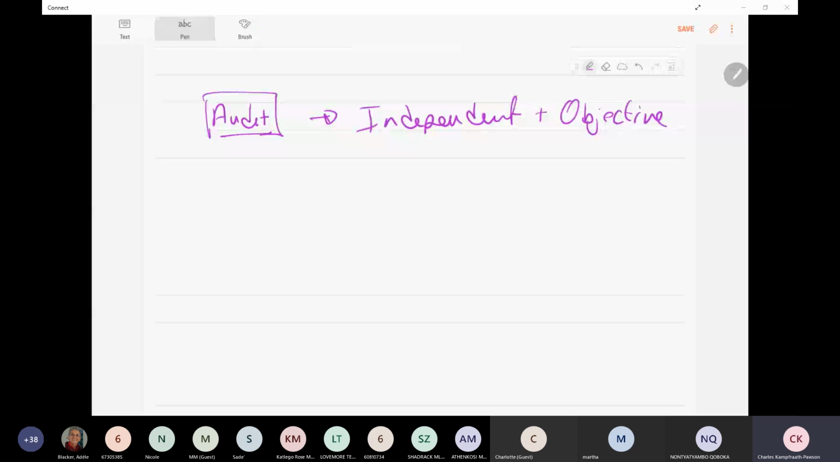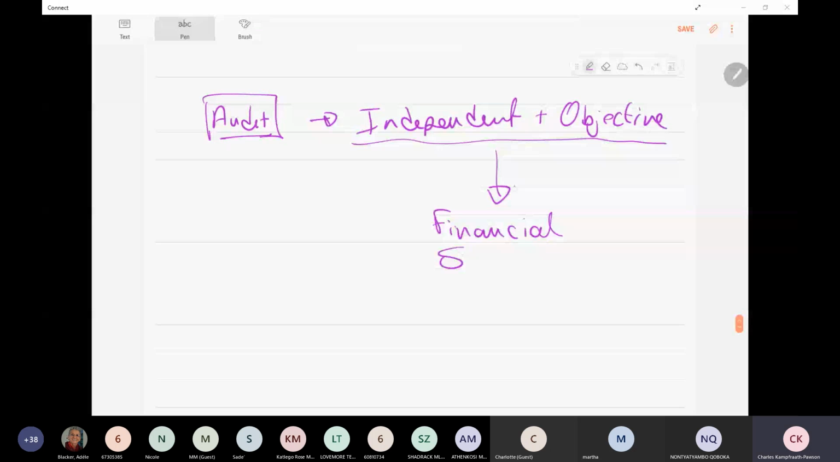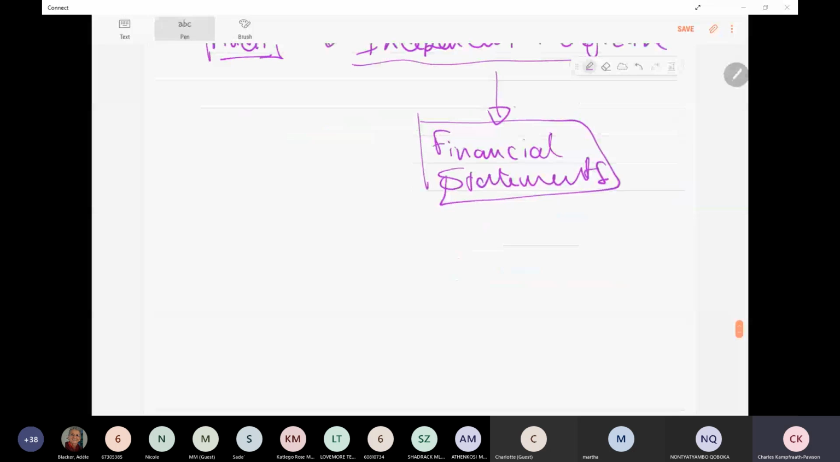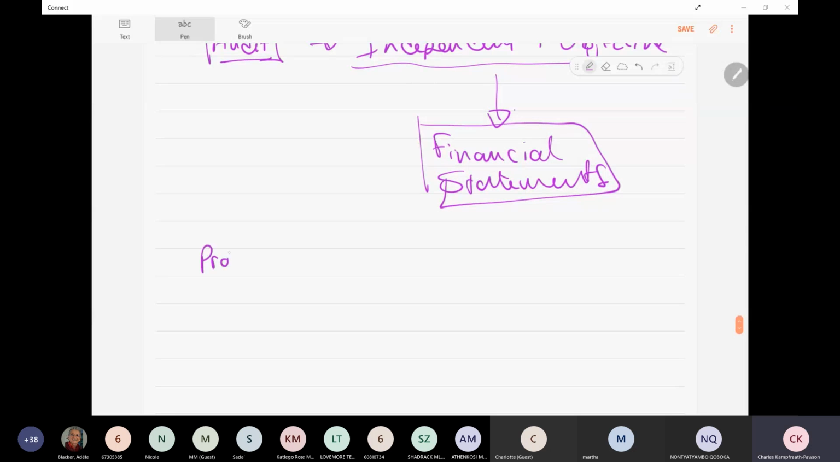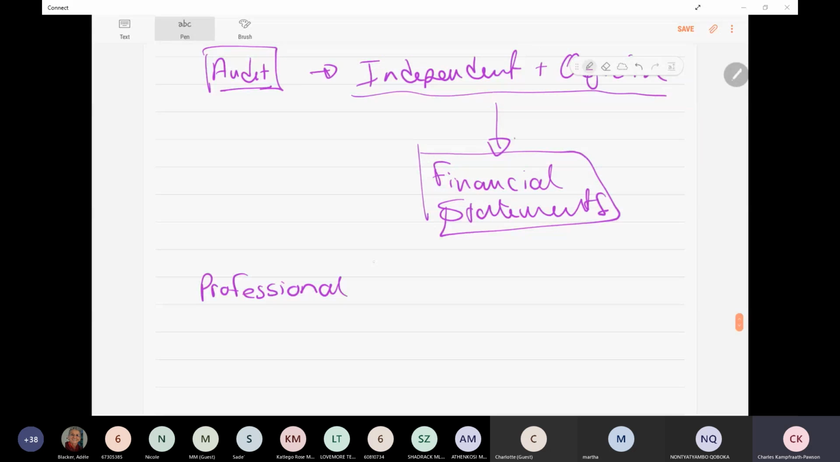It's independent and objective, and we express that opinion on the financial statements. So since we are coming into a client's business and we need to express an opinion on whether that is a fair representation of what is actually happening in that company, we always need to apply professional skepticism or professional judgment.